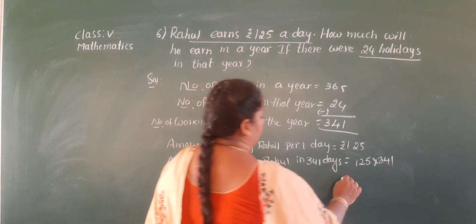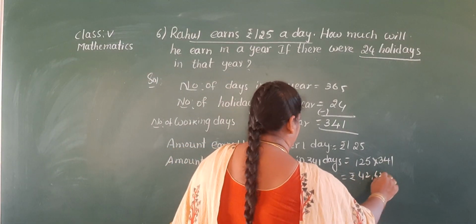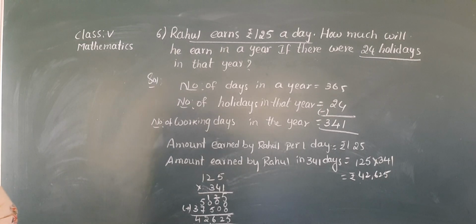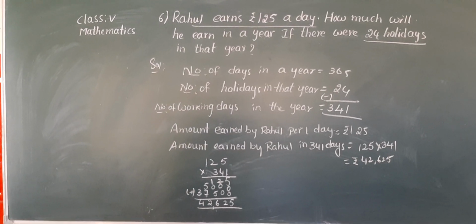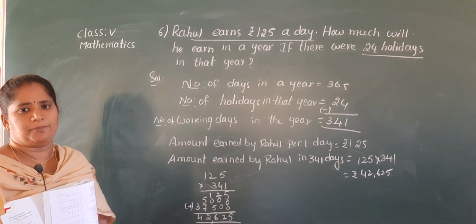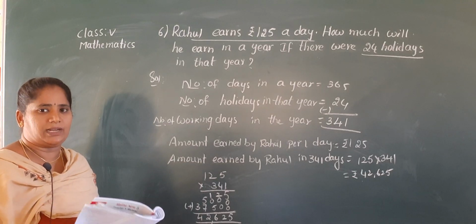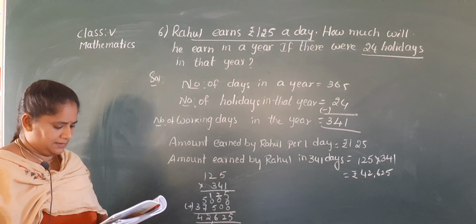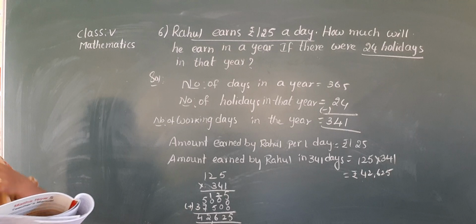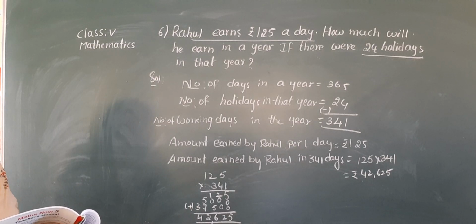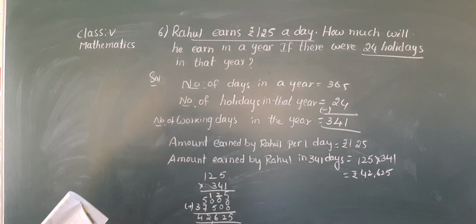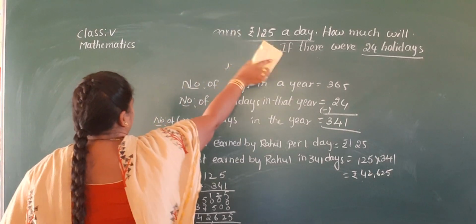So 42,625 rupees. How much amount, ma? 42,625 rupees earned in 341 days. Yes, write down. Can you see that, Nana, last step? Okay, 42,625 rupees. Yes, my dear children, note down in your classwork neatly, ma. Next one. Next problem.